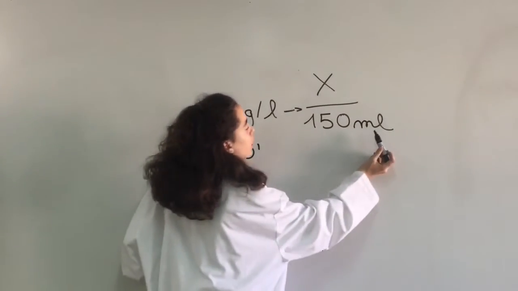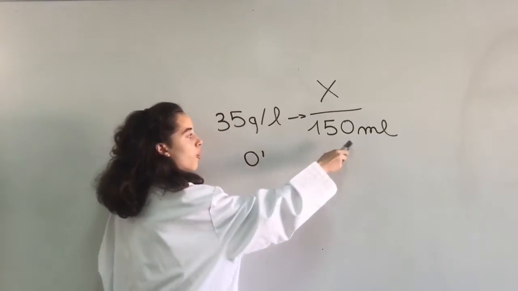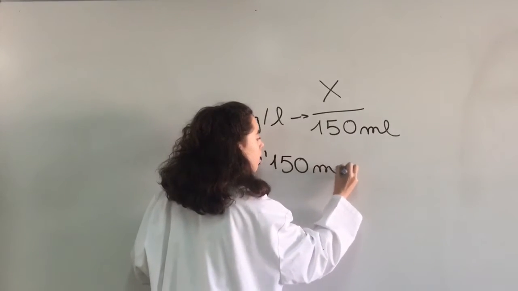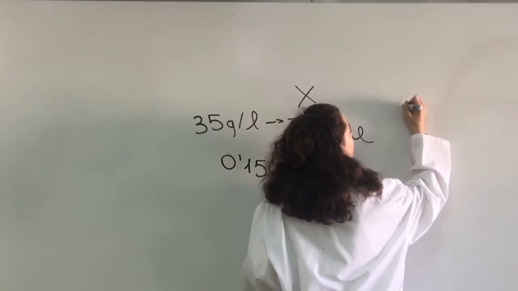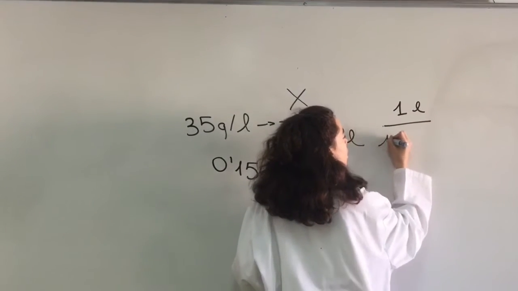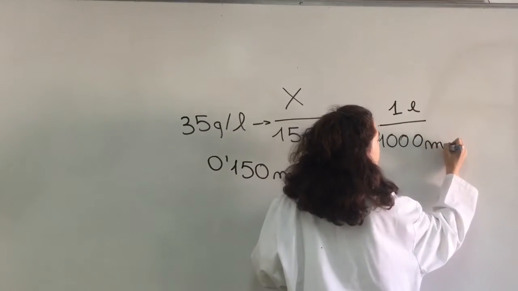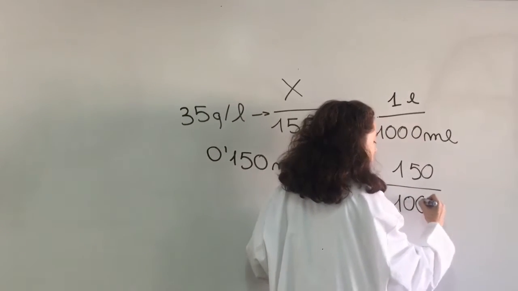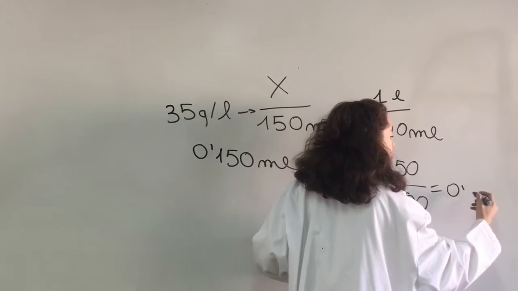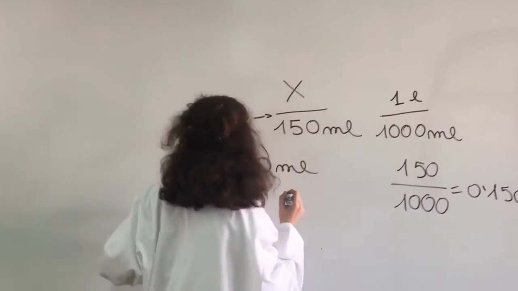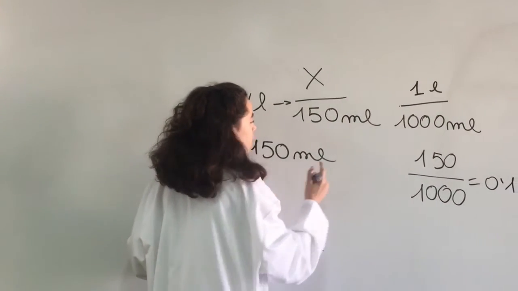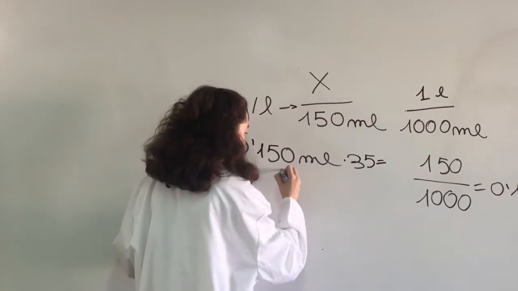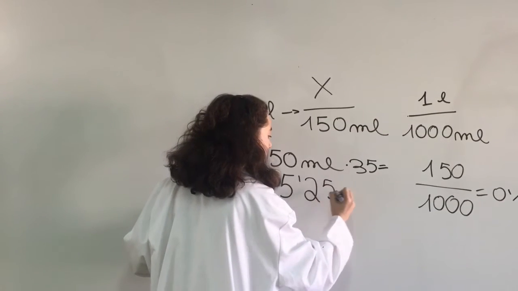The first thing we have to do is multiply the milliliters by the grams. So we have to convert the milliliters to liters, like this. As we can see, 1 liter is equivalent to 1000 milliliters. So we'll have to divide 150 by 1000. So this result, we will have to multiply it by 35, and the final result is 5.25 grams of common salt.